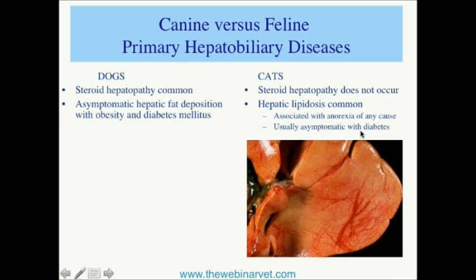And of course, if the cat is diabetic and ketoacidotic, it may be anorectic, so we may actually get into what we call the hepatic lipidosis syndrome.